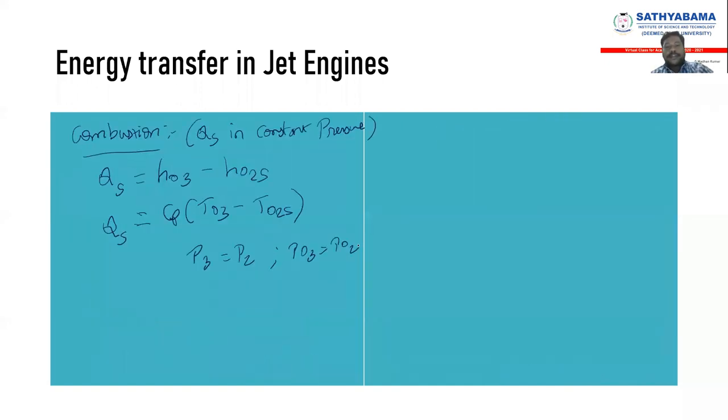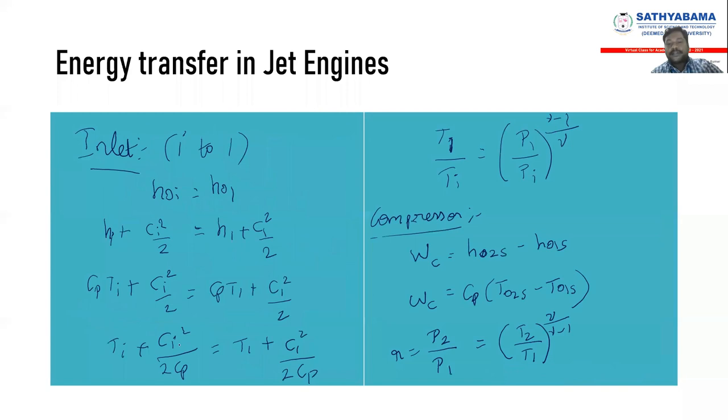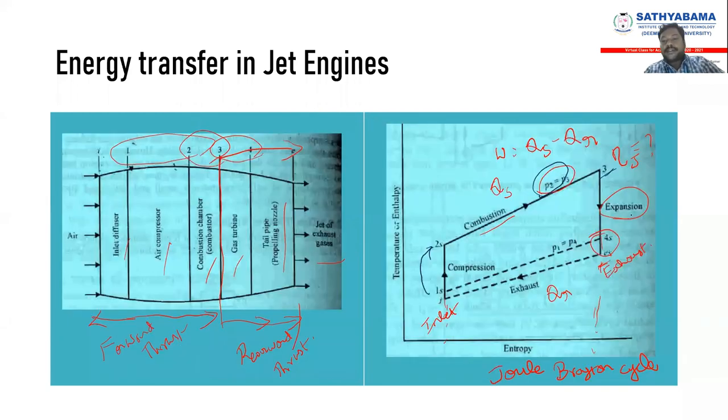Next we are going to solve it for the turbine. What happens in the turbine? In the turbine, the work done of the turbine, WT, is considered, like WC for the compressor. Here the enthalpy is dropped.